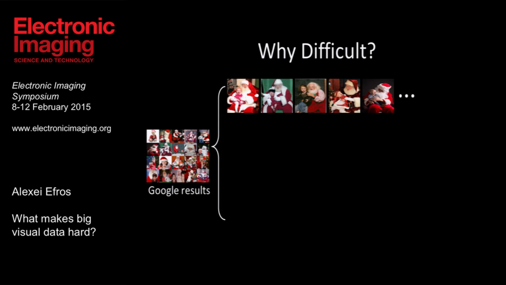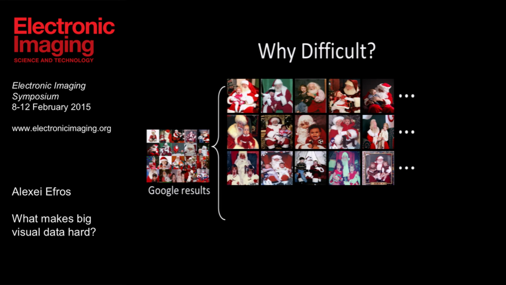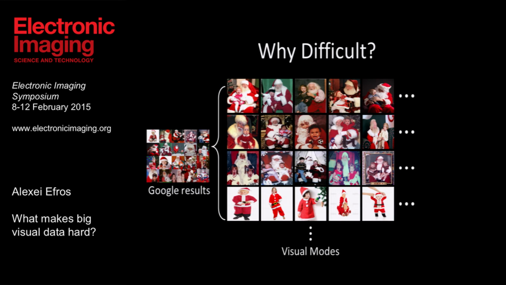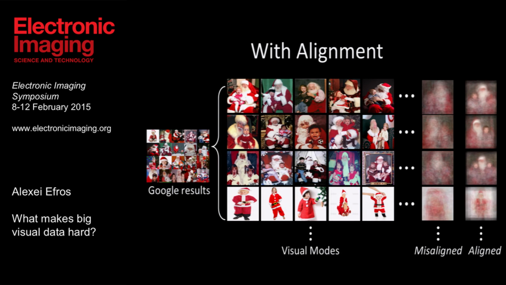You can have Santa with a kid on the left lap, right lap, two kids, or maybe it's just some kid in a Santa suit, right? And they're all different modes. So ideally you want to compute different averages for every mode, and also of course they are misaligned, so you also want to align them. Right? So you want to do something like that. And so that's basically what we did.